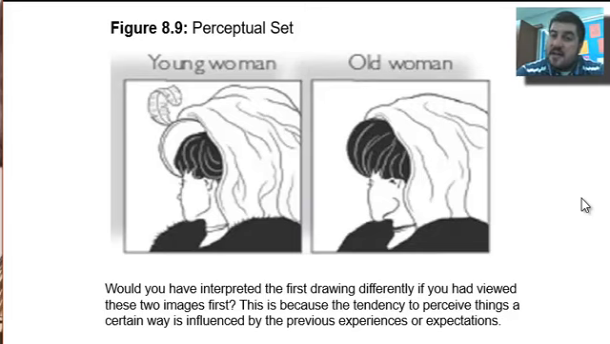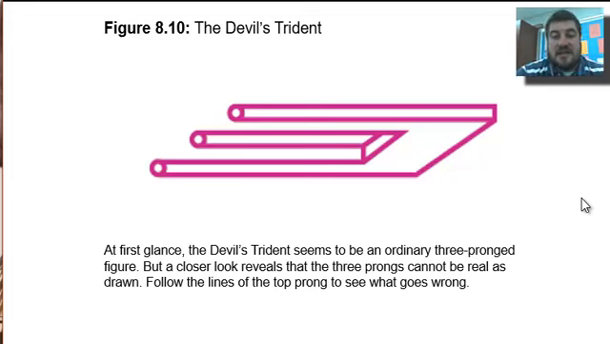The feather in the young woman's drawing makes her appear to be a young woman, whereas in the old woman's drawing, it's not there. We do perceive the wrinkles to be an old woman and not a veil. And then here's the devil's trident. It seems to be a three-pronged trident, but if you look closely at it, it is not possible. It is an impossible figure.